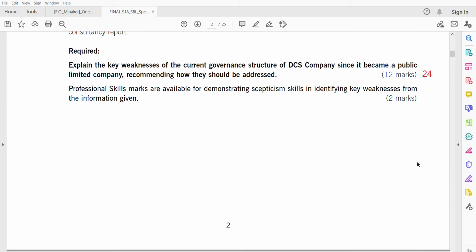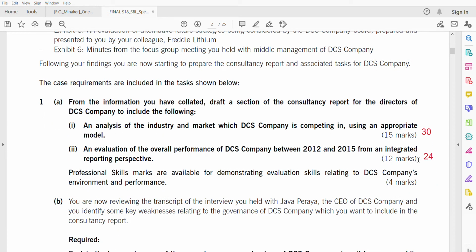So let's start with the first one. Since most of the marks are in question 1A, I will be attempting 1A first. So let's read the question once again. Always have this practice: first when you get the paper, you go through the requirements. Second time you have to go through the requirements again. When you come after reading all the exhibits to answer your question, read your requirements again, so that you are very clear what you are answering.